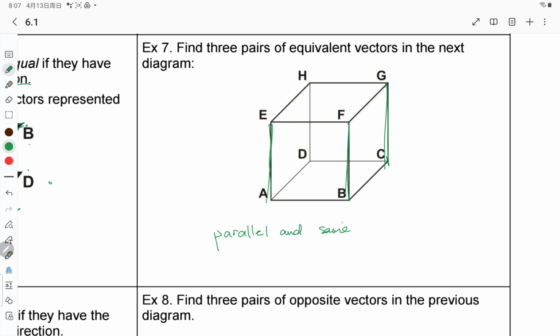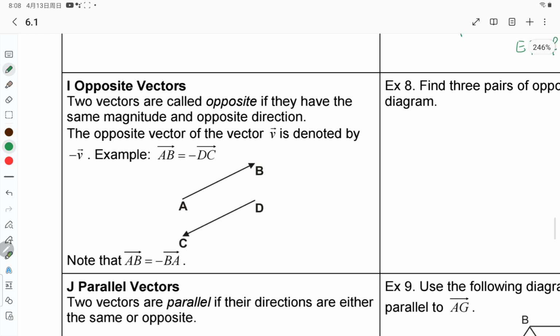So you can get some pairs. Say it out loud and confirm yourself. For example, EF and AB, and FB and GC. Okay, this is boring. Let's move on. Opposite vectors: same magnitude and opposite direction.